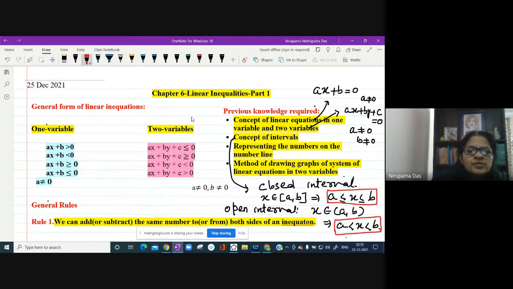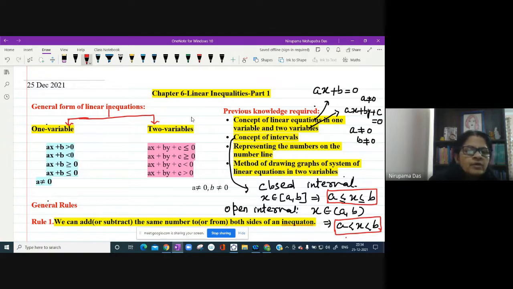Now, the general form of linear inequation. Whenever we talk about linear inequation, here also we can take two types: one is linear inequation in one variable, and the second one is linear inequation in two variables. In both the cases, we know the linear equation in one variable is ax plus b equal to 0, where a not equal to 0.